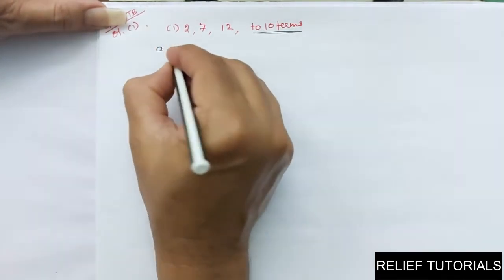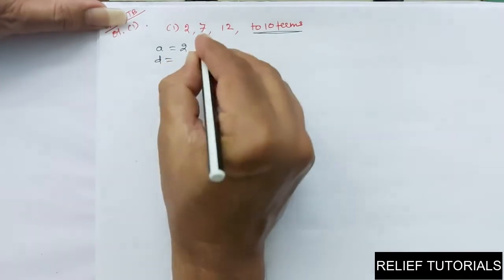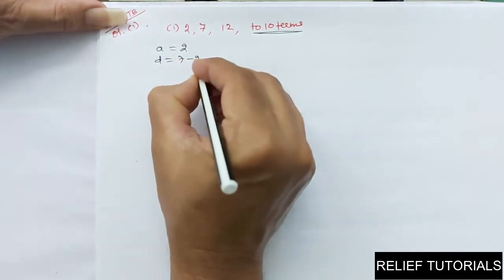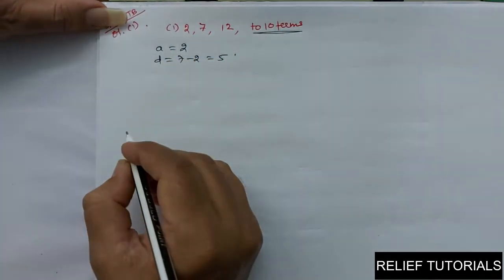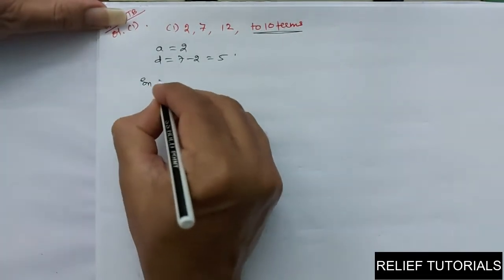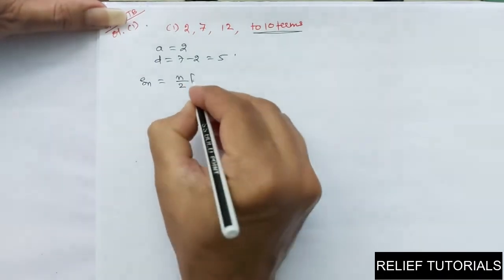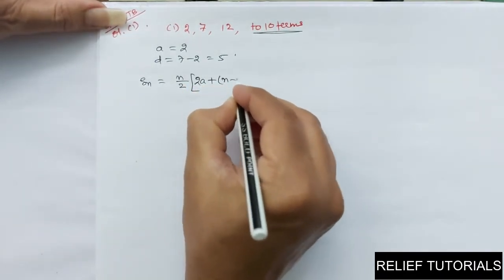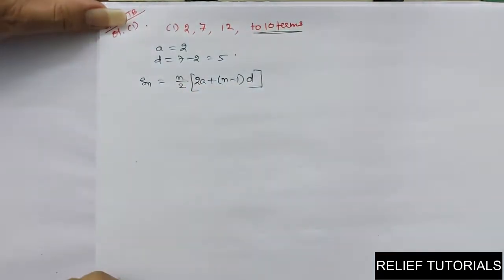So what will you use here? See, a is equal to 2. The difference is equal to t2 minus t1, that is 7 minus 2, which is equal to 5. Now you have to find Sn. Since your last term is not given, which formula will we use? Sn is equal to n by 2 into 2a plus n minus 1 into d. This we use. Why? We don't have the last term.